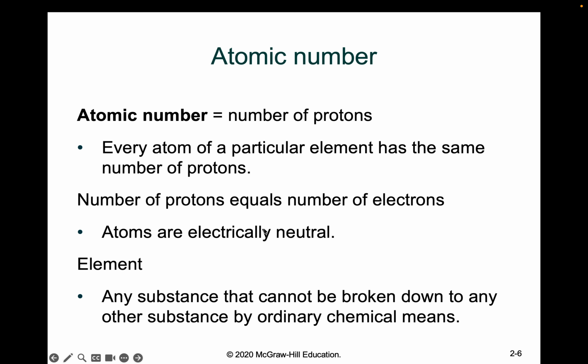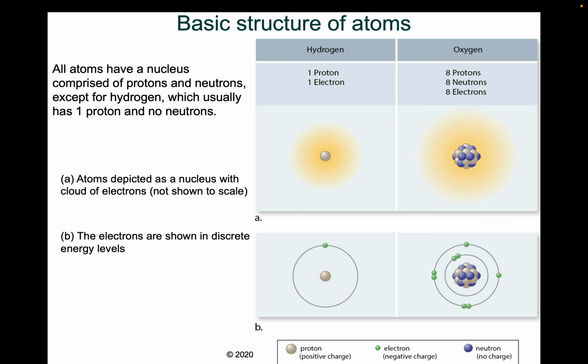So the number of protons is usually equal to the number of electrons if the atom is neutral. Atoms are generally electrically neutral because they have the exact same number of electrons and protons. So look at oxygen here: 8 protons, 8 electrons. If you add them up, it's 0, because this is plus 8 and this is negative 8, since electrons have a negative charge. Neutrons have no charge, so you don't really care about them.